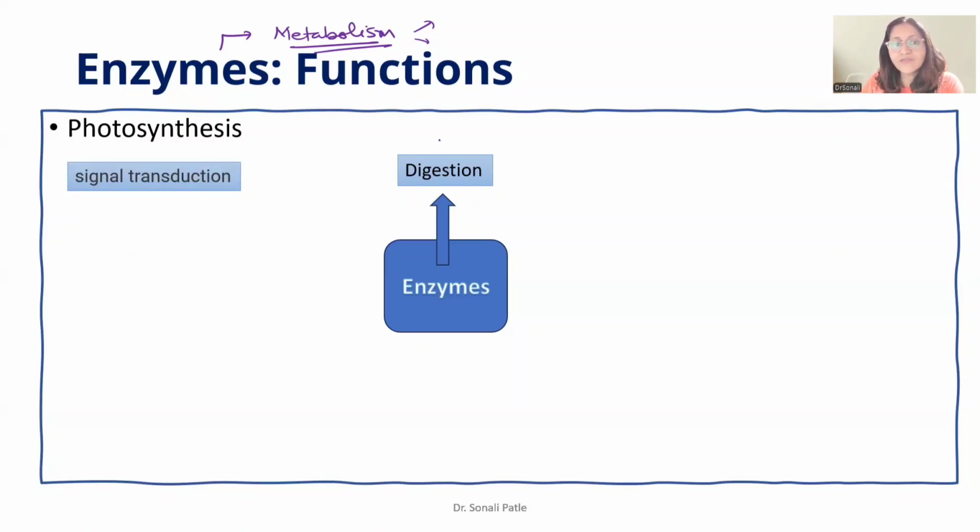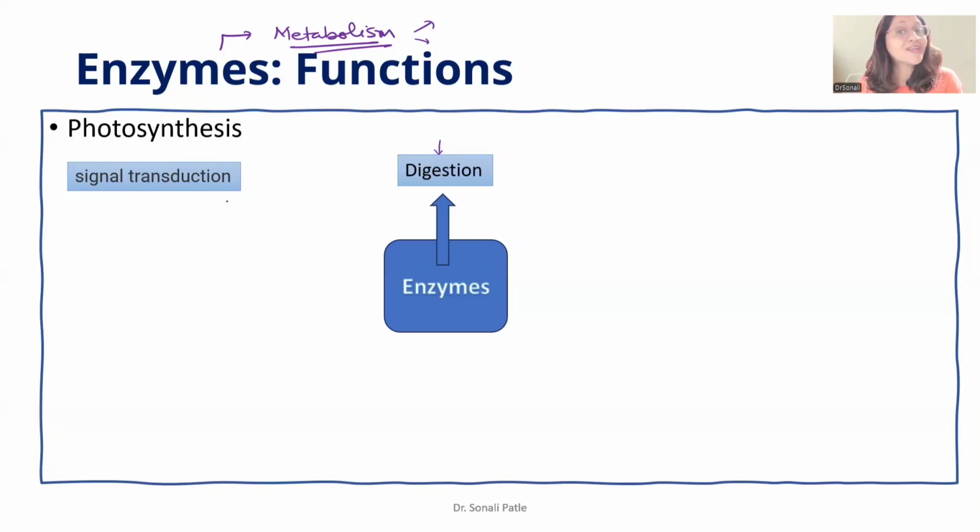In digestion, we know that there are several enzymes present in the digestive juices, like amylase, pepsin, trypsin. So all of these enzymes, lipase, protease, will digest starch, proteins, lipids into simpler compounds, simpler nutrients from which the energy is extracted out.